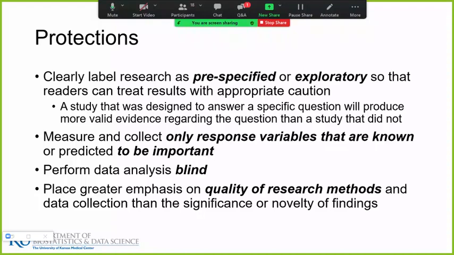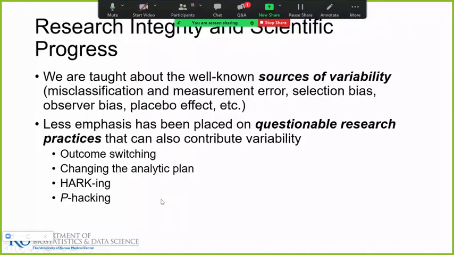It's important that if your study was designed to answer a specific question, it will produce valid evidence for that specific question, but not necessarily for other questions. Other questions should be considered hypothesis generating, not hypothesis confirming. Perform data analysis blind. And again, place greater emphasis on the quality of your research more than the significance or the novelty or the quantity. That's a protection that we can put into place.